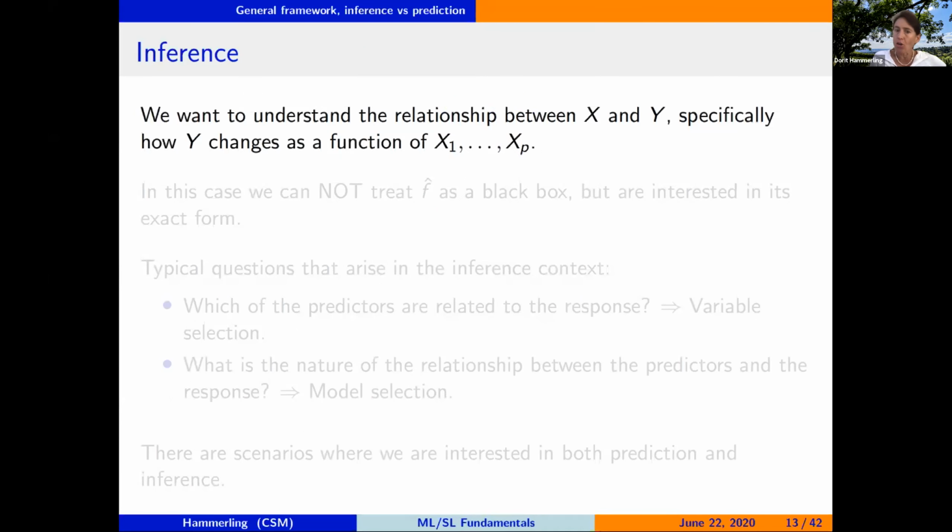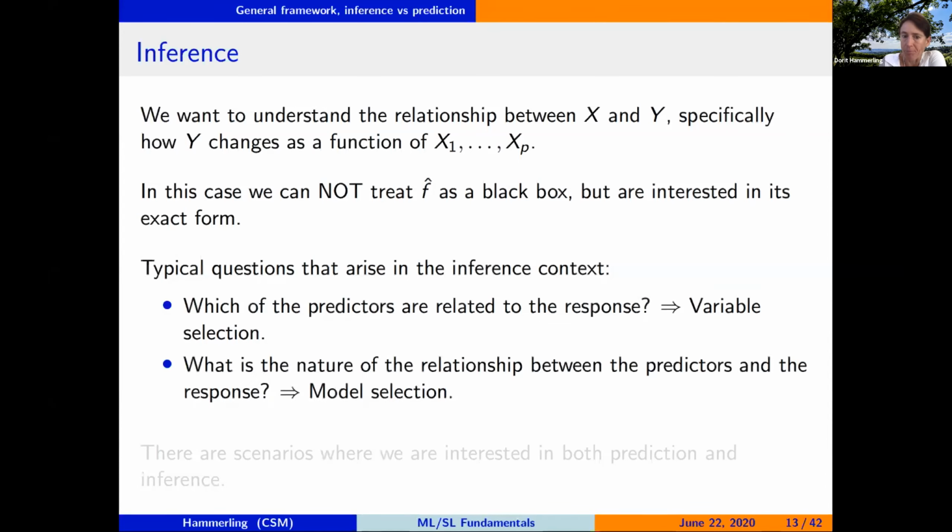All right, so now switching gears, if our main interest is not prediction, but rather inference, I'm just going to repeat that again. We want to understand in this case the relationship between the X's, and you can think about X as being a matrix of different input variables, and our output of interest Y. We're specifically interested in how Y changes as a function of these different X's, or inputs. So in this case, we don't want to treat that f hat as a black box, but we are really interested in its exact form, because we're trying to answer questions such as these ones here.